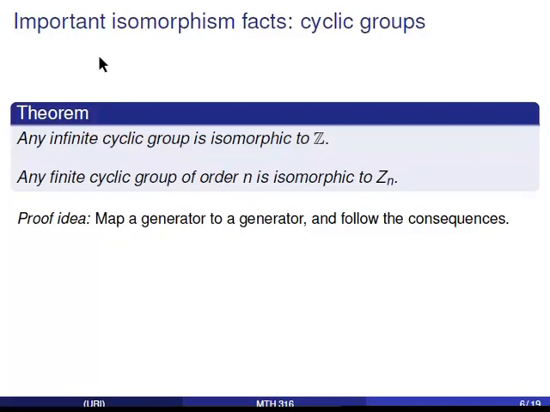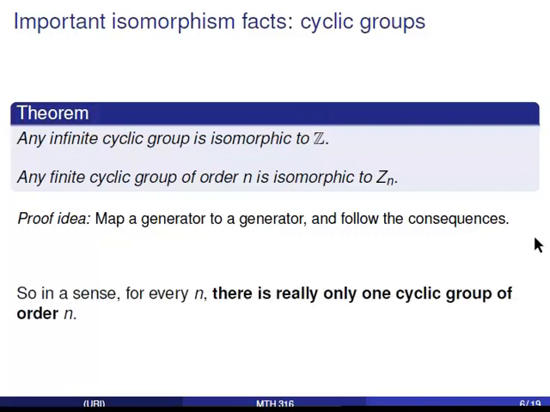A similar thing happens with infinite cyclic groups. We can map 1 to a generator of the infinite cyclic group, and we'll see that the integers as a group is isomorphic to that infinite cyclic group. So in a sense, for every number n, there is exactly one different cyclic group of order n. Any two cyclic groups with that order are isomorphic to each other, so there really is just one cyclic group if we're just talking about groups that are structurally the same.